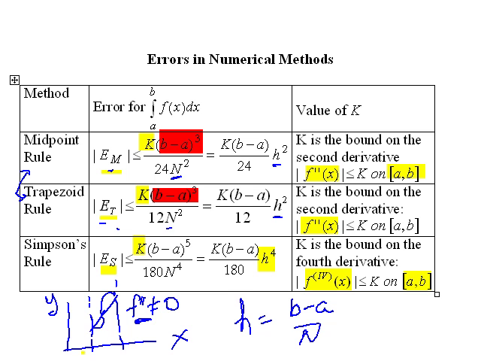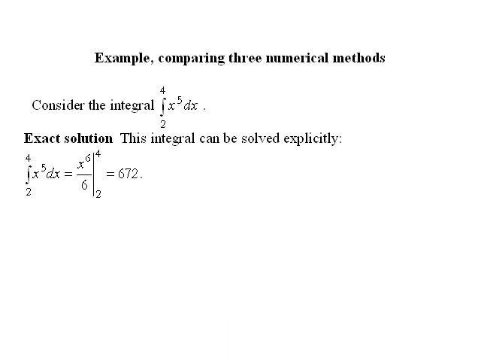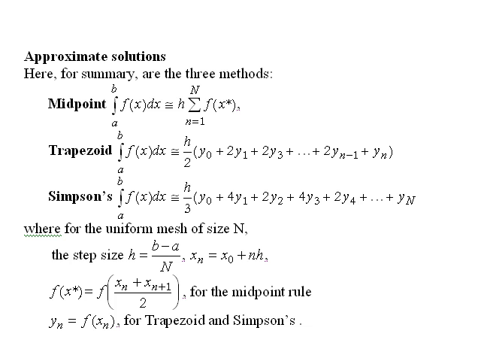Okay. All this looks a little complicated when you first look at it, but I hope by just kind of dissecting it a little bit, it will become clearer. Now I'm going to run through an example using 3 numerical methods to compute an integral for which we know the answer. If I integrate x to the 5th between 2 and 4, the answer is 672. On this slide, I've just written a summary of the rules: the midpoint, the trapezoid, and Simpson's rule. And here you might recall the pattern for the trapezoid rule with the 2's.